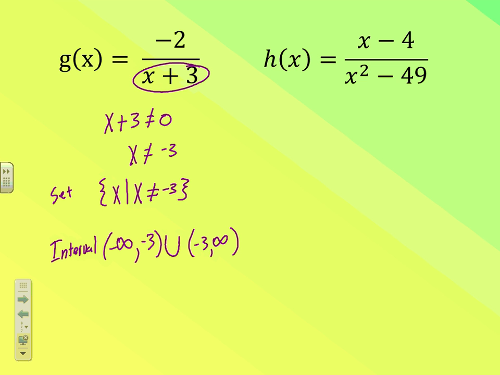So now let's take a look at the second one. And again, this is a rational equation, or a rational function, because it has a variable in the denominator.